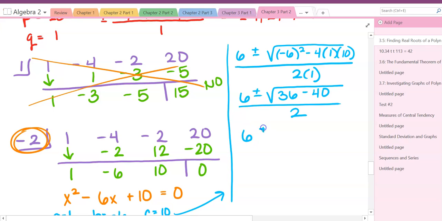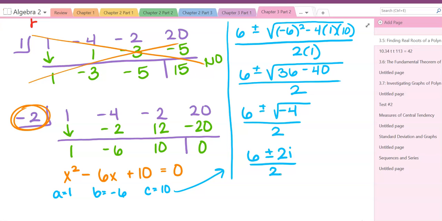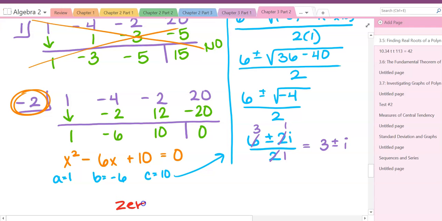So we have 6 plus or minus the square root of -4 over 2. What's the square root of -4 going to become? Good, 2i. So 6 plus or minus 2i all over 2. Your whole numbers are 6, 2, and 2, so they can all be reduced by a 2. So 6 becomes a 3, and your 2's become 1's. So I'm just going to write this as 3 plus or minus i. So those are going to be my zeros. -2, 3 plus or minus i.